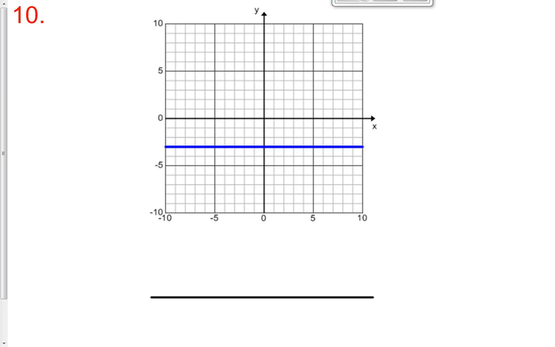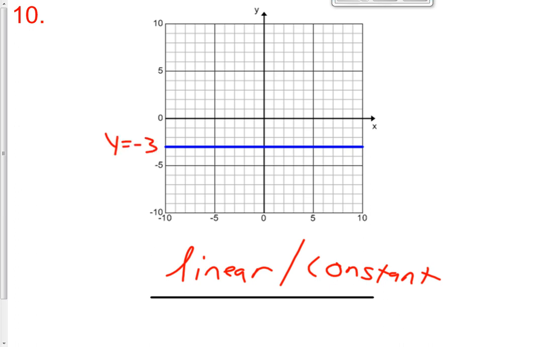This one is just a line, or it's a linear function. Other books and other classes might refer to it as the constant function. When it's a horizontal line, it's constantly y equals a negative 3. So it's constantly a negative 3. It has no slope. I will accept either linear or constant on our next chapter test. So you could put either one.